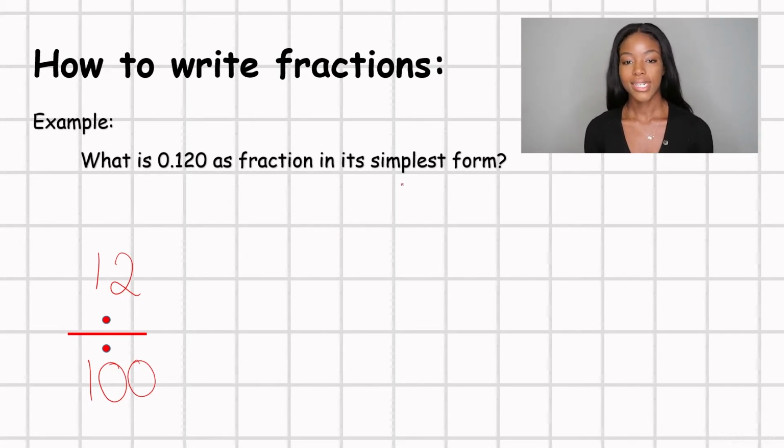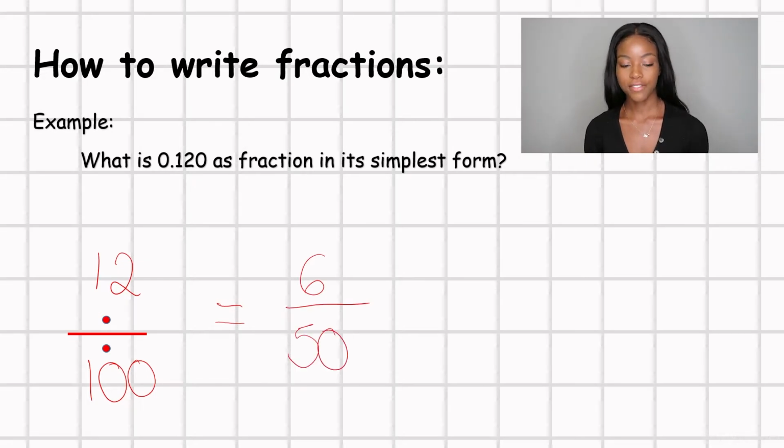But the question says in its simplest form, so that basically means we need to simplify the fraction. By simplify, we mean to divide the top and the bottom by a common factor until we can no longer simplify it. For example, 12 and 100 can both be divided by 2. So 12 over 100 is the same as 6 over 50. What we've done here is just divide the numerator by 2 and the denominator by 2. So we've not changed the fraction, we've just simplified it.